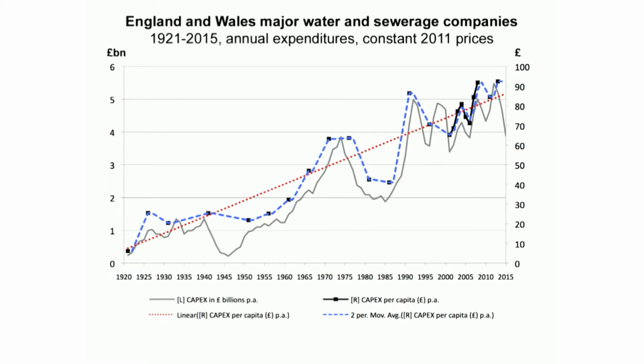Assuming there were about 23 million households in England and Wales in 2008, and taking about a 5 billion British pounds figure for CapEx that year, gives us a figure of nearly 220 British pounds invested per household. Taking an England and Wales population estimate for 2008 of about 54.5 million people, that's about 92 British pounds per capita per year, and this is the level you can see in the right-hand side of this graph.